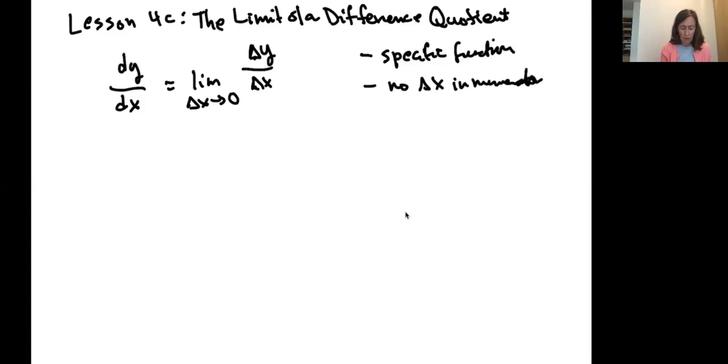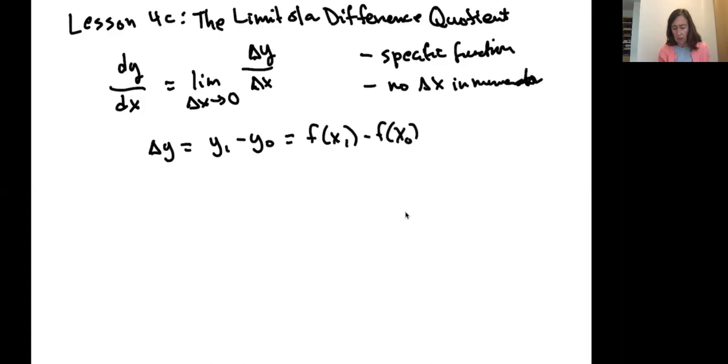So let's remind ourselves of what we're talking about when we're talking about delta y. So delta y, what was that? That was y1 minus y0. All right, that's f of x1 minus f of x0. Okay, so that's how I'm going to get the specific function I'm interested in. Like if I'm going to be interested later on in the derivative of y equals x squared, this is how I'm going to get that into my expression that I'll take the limit of. Okay, so far so good.